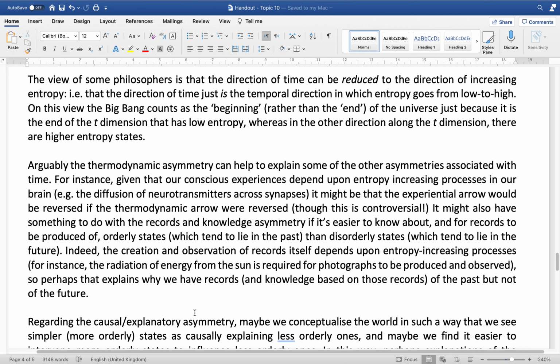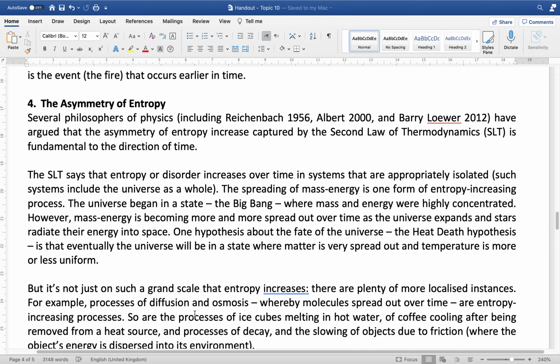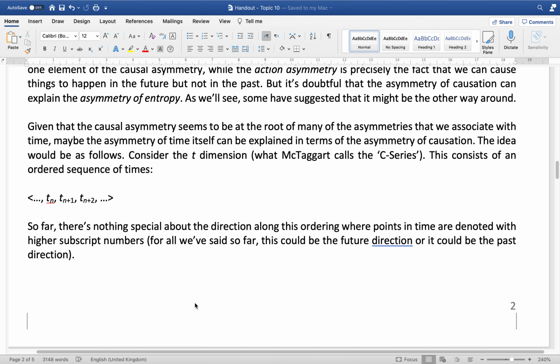So it sounds like we take for granted the direction of time in stating it. But actually the circularity of defining time in terms of entropy increase is illusory, because we don't actually need to presuppose the notion of time. We could just take our ordered set of times, right? So our t dimension or our t axis.